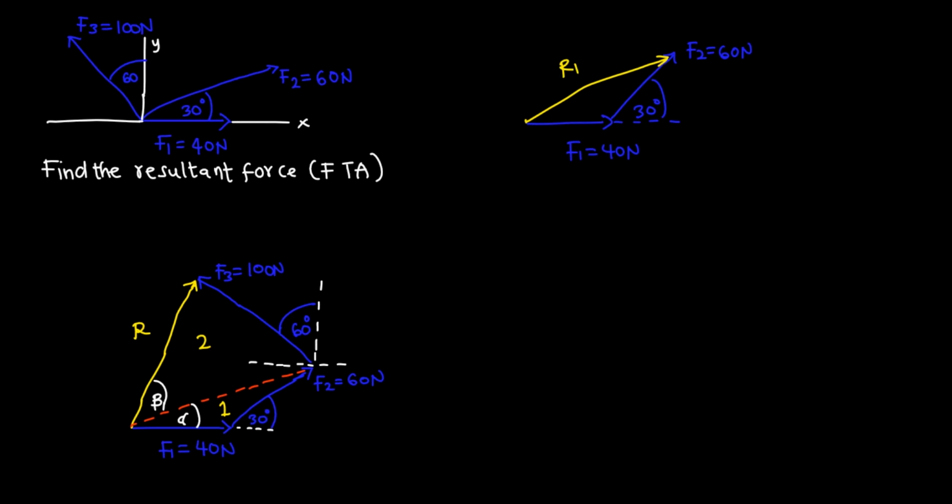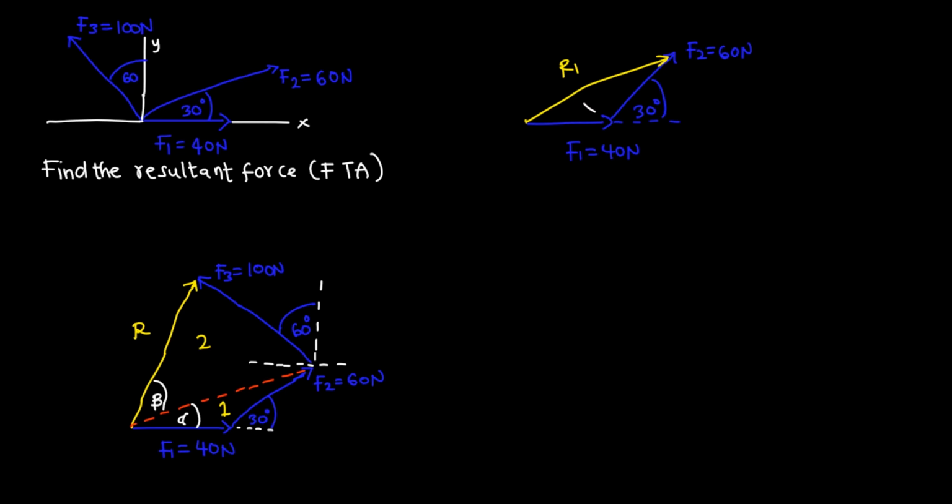This R1 here is different from this R, so let's take note of that. This R1 represents this red line that I have here, this red side. That will be the resultant for F1 and F2. So let's go ahead and find R1.